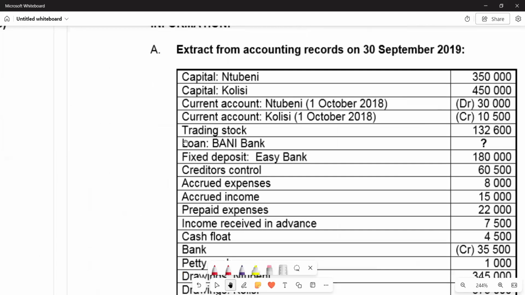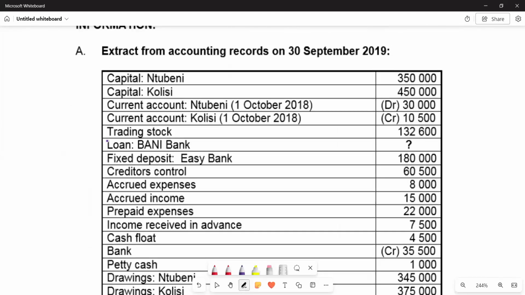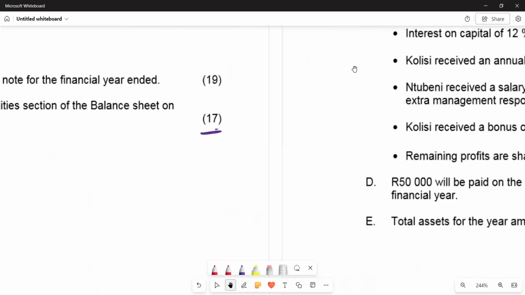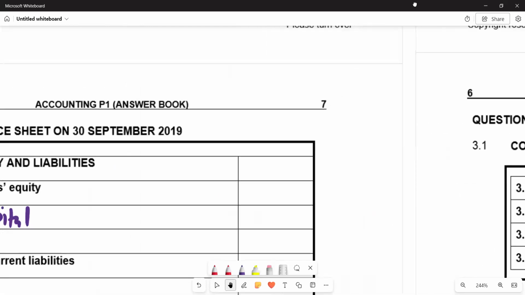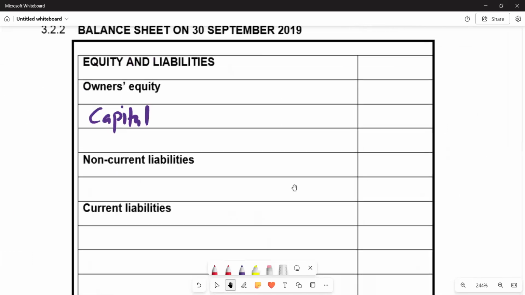So here we are seeing that our capital balances are here. For Ntubeni, we've got 350,000, then for Kolisi, we've got 450,000. So basically what we're going to do is add to get the total, where we're saying 350,000 plus 450,000, then we get the total. So we come to our answer section. On our answer section, we are saying capital, and we are saying in brackets 350,000 add your 450,000. Then we add the two there, and you're supposed to get your 800,000.